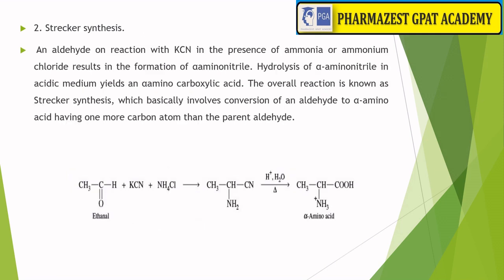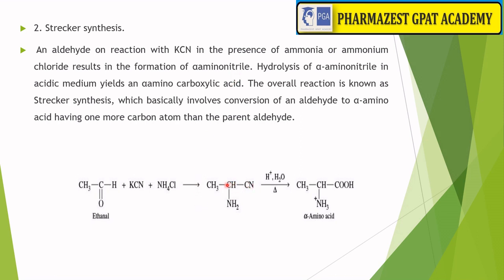Next, coming to Strecker synthesis. It is another important method for the synthesis of amino acids. An aldehyde on reacting with potassium cyanide in the presence of ammonia or ammonium chloride results in the formation of an alpha amino nitrile. This is alpha.